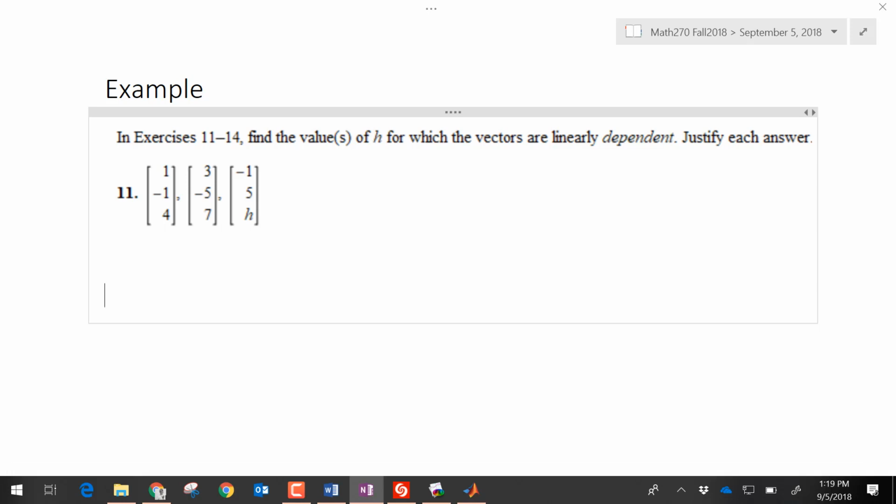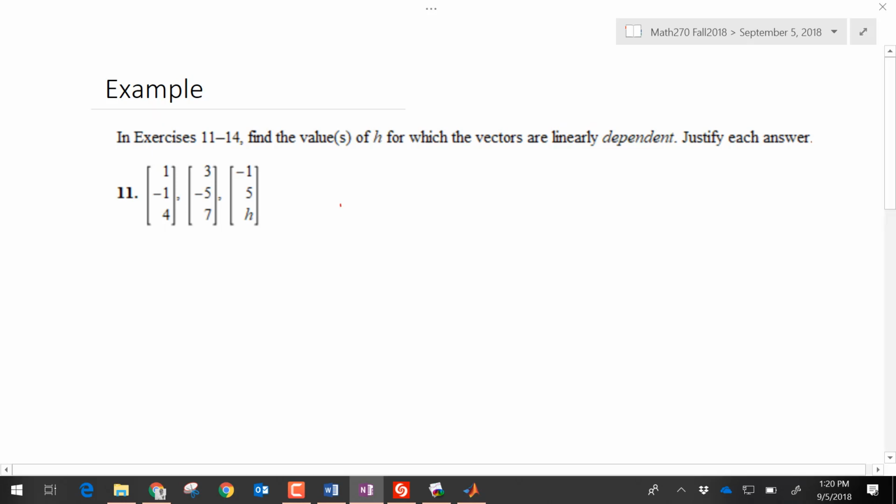So for which values of H are they going to be linearly dependent? We want to have a free variable. So we want to have pivot columns in 2 out of 3, or generally we want to have a free variable if we want this to be dependent. All right, so let's get it set up.